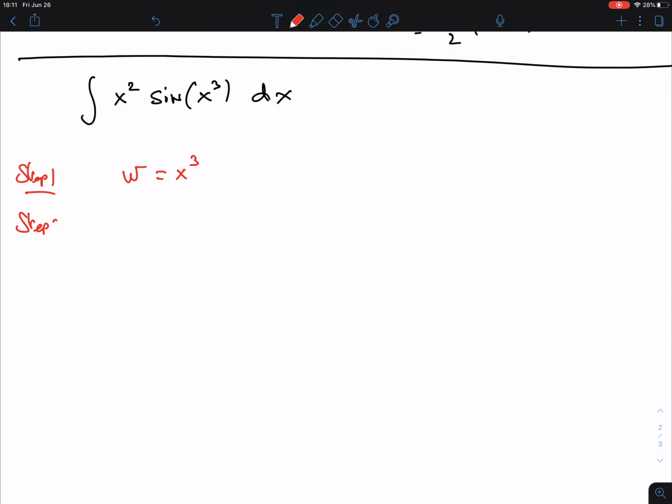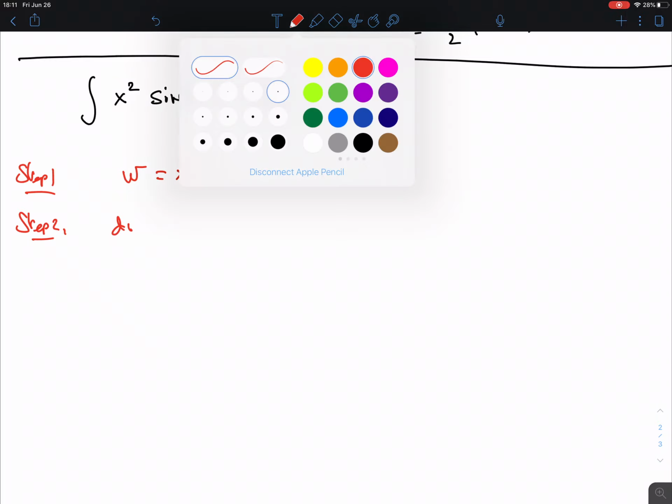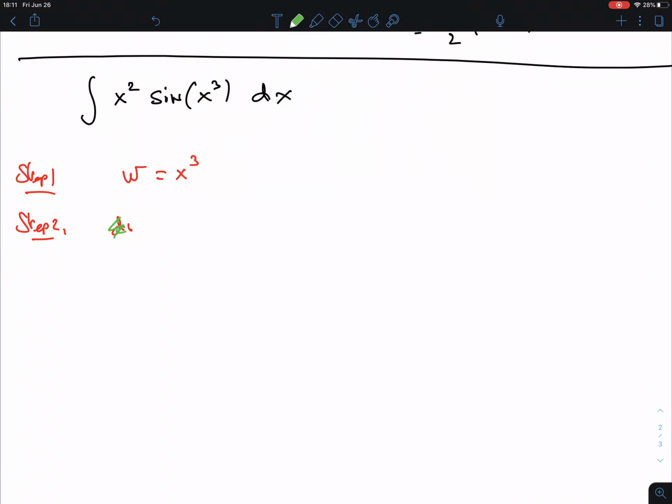Once I do this, I need to say what dw is. I'll do that in green. dw is 3x squared dx, the power rule of differentiation. Don't confuse both. Now we look for x squared dx. We have an x squared dx, so we have exactly what we need. If we would have x to the 5th or x to the 4th, we are stuck. It had to be the right power. It doesn't have to be 3x squared, that's the only thing, because I can easily divide by 3.